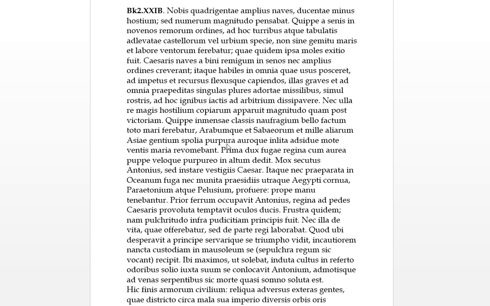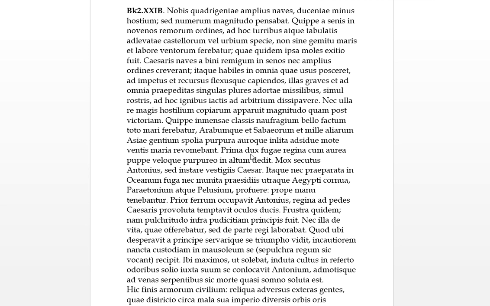So the spoils: there was purpura, which is purple, so it's usually clothing, auroque inlita, and with gold. Inlita usually means smeared or something like that. So it looks like there were spoils, purple and gold smeared or inlaid garments maybe. Assidue is probably the adverb, means constantly. Motu venti, by the motion of the wind. Maria is actually a neuter, so the seas were revomit, abandoning. They say the seas kept spewing up all these spoils, basically, from all these people after all these huge shipwrecks.